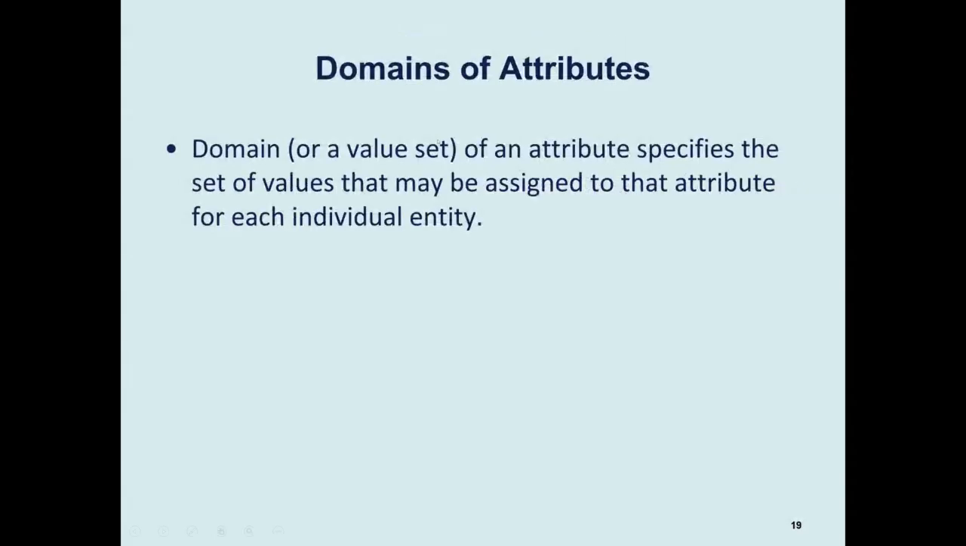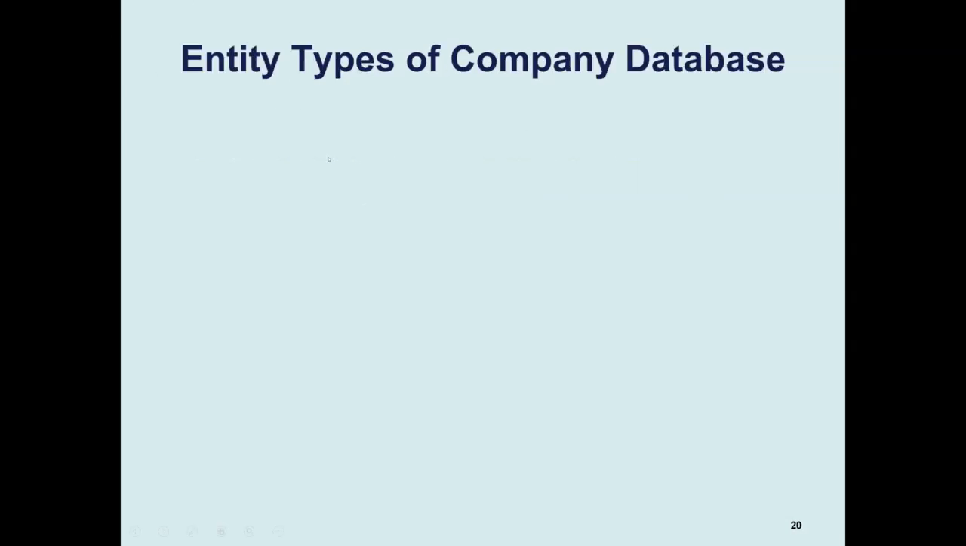Then domain of attributes, that's very similar to what we discussed in the relational data model. Domain of attributes basically specifies the set of values that an attribute can take. Those are the valid values. And the domain should also cover information such as the data type of the attributes and the storage format of the attributes.